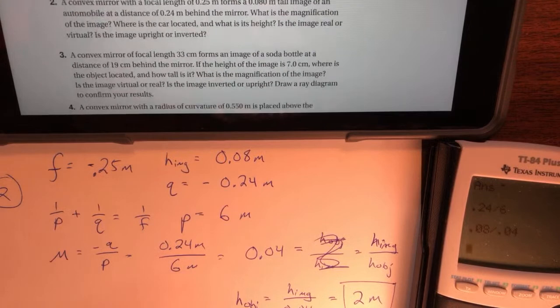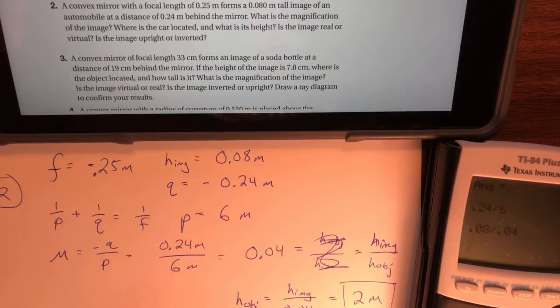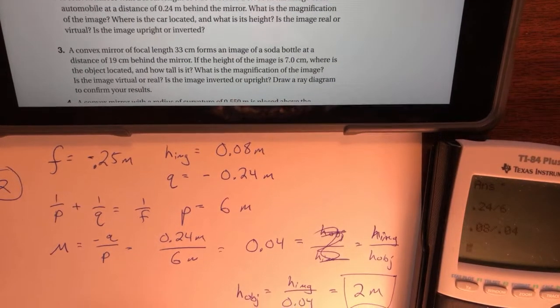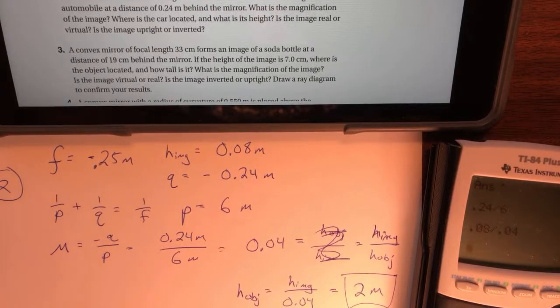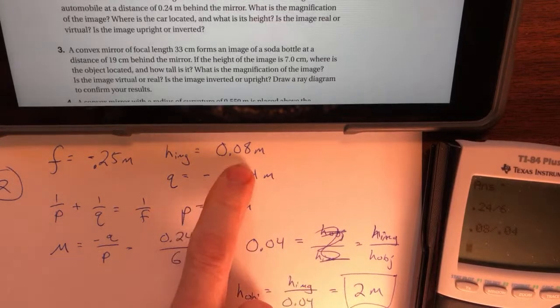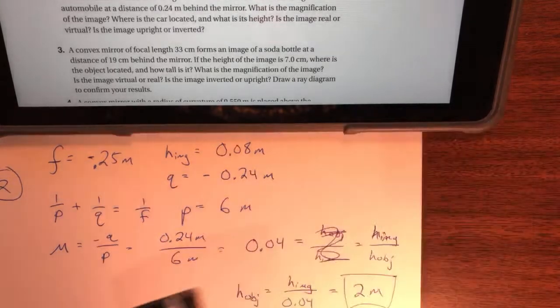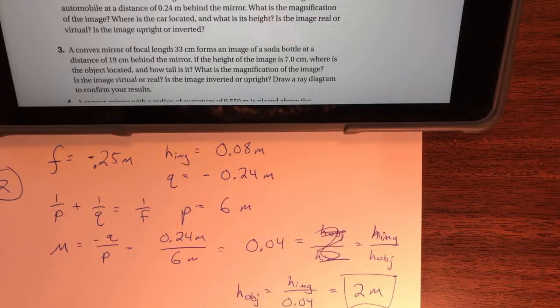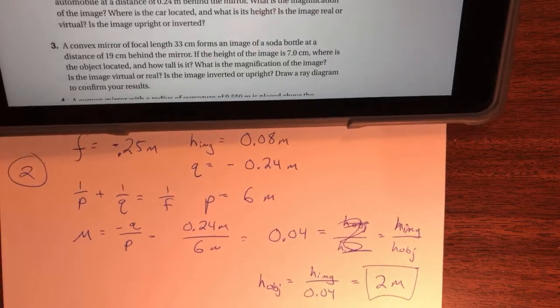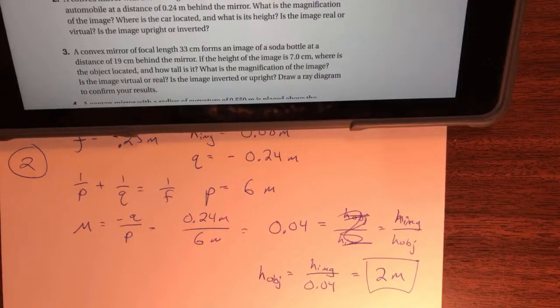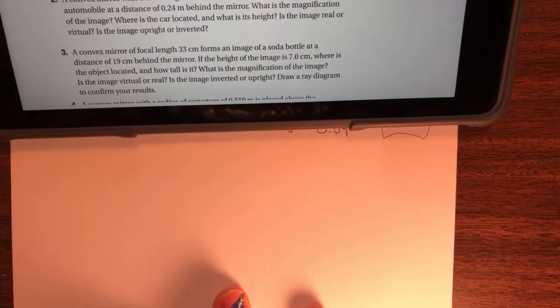We have number 3. We got a convex mirror, another convex mirror, obviously. Any of these you want me to do a drawing of, I can, but this one is going to be pretty sketchy to draw because the object is 2 meters high, and the image is only 0.8 meters. Whenever we have a ridiculous magnification like 0.04, it's going to be really hard to do some kind of drawing. But let's just go ahead and plug them along, and any of these other ones that you want me to do drawings of, I will.